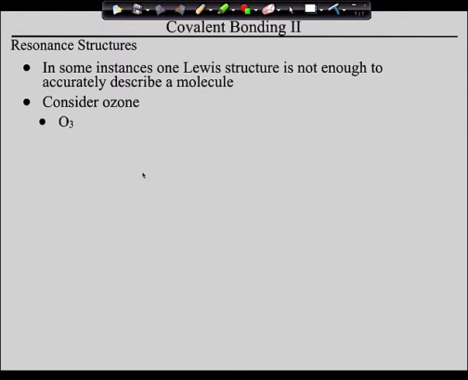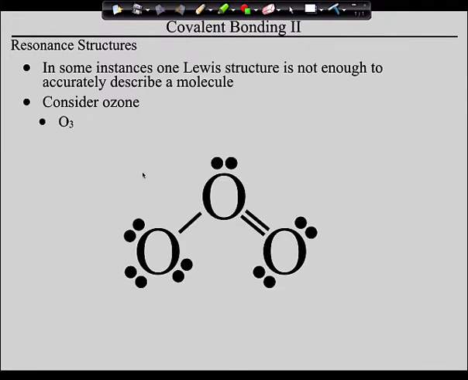So guys, the idea is this. Ozone is O3, and its Lewis dot structure, you may want to write this down, looks like this. Now guys, here's the thing that's interesting about ozone. When you draw its Lewis dot structure, you end up with a double bond and a single bond between the central oxygen and the outlying oxygens. Now, you may remember that double bonds are stronger than single bonds, right? Okay, so double bonds are stronger than single bonds.